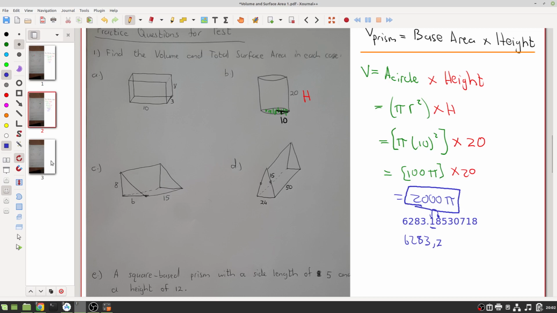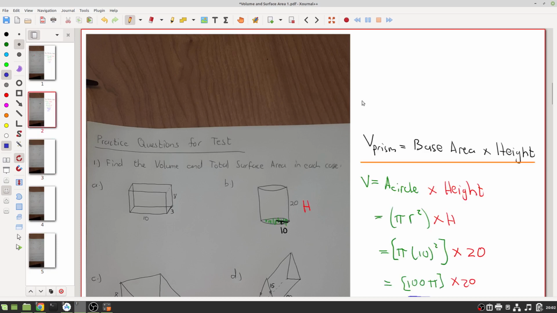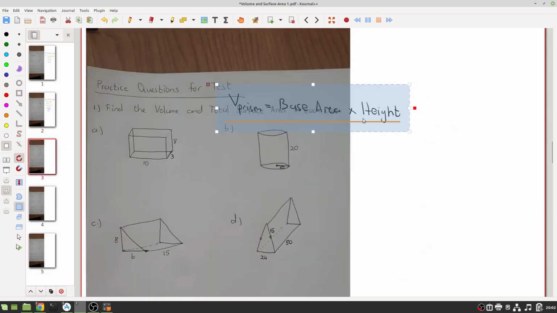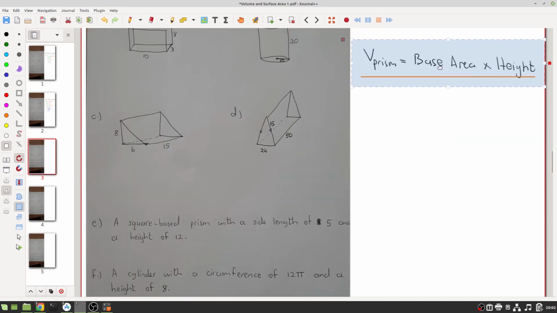Alright, then we move on to question C. Let's just make a couple of duplicates for all the questions. Alright, the next question. So again, let's bring our formula with us. Okay, so here's our formula, and we're looking now at question C.